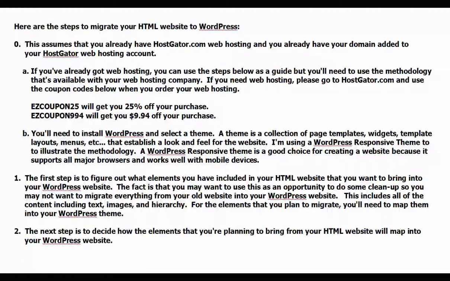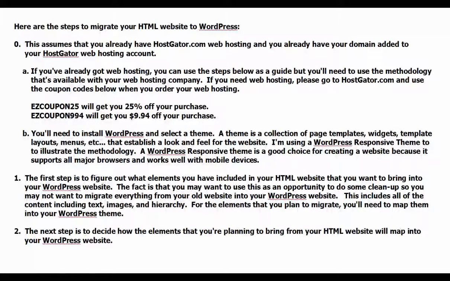You'll need to install WordPress and select a theme. A theme is a collection of page templates, widgets, template layouts, menus, and so on that establishes a look and feel for your website. I'm using a WordPress responsive theme to illustrate the methodology. A WordPress responsive theme is a good choice for creating a website because it supports all major browsers and works well with mobile devices. The first step is to figure out what elements you've included in your HTML website that you want to bring into your WordPress website.